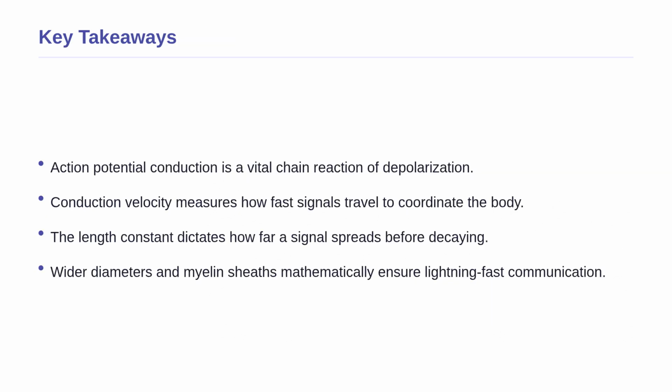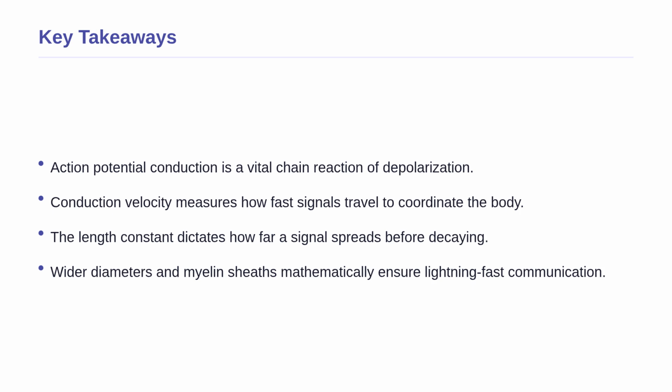We have covered a lot of ground today, so let us summarize the most important ideas from this topic. First, action potential conduction is a vital physiological process that relies on a continuous chain reaction of depolarization, much like a stadium wave. Second, we learned that the speed of this conduction can be calculated using basic physics and is heavily influenced by the physical properties of the axon.